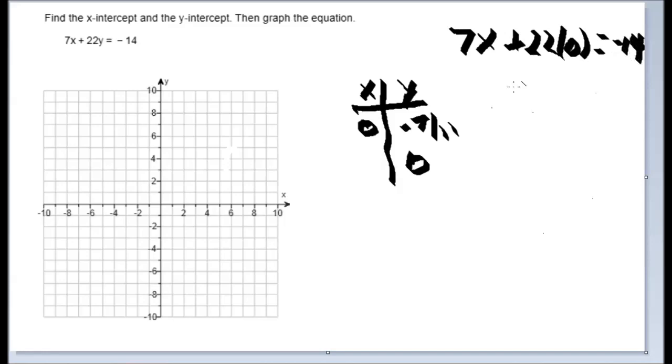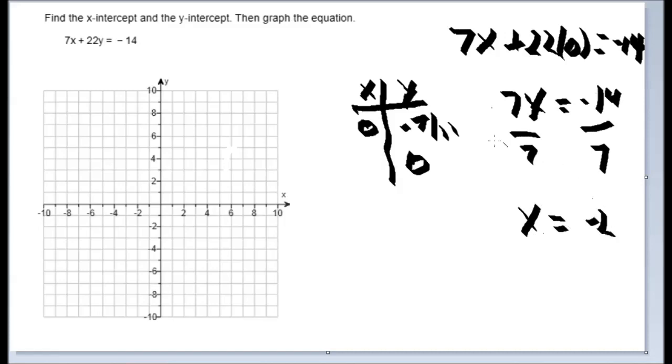So that means that 7x is equal to negative 14, because 0 times anything is 0. That's an x, so we'll divide by 7 on both sides. So x is equal to negative 2. That's a little bit nicer of a number. Now we can graph that point. Negative 2, 0 is right there. Then 0, negative 7 over 11. Well, we probably want to find some other way of representing that, maybe with a decimal, or perhaps find another point.